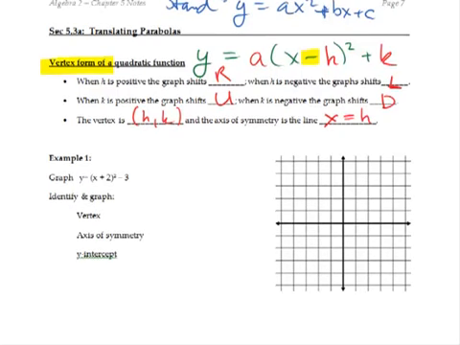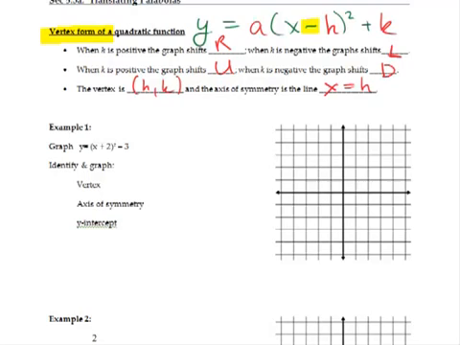So what does this look like? Well, it looks like this. Here's an example. First of all, we want to identify the vertex, so we look at the point inside the parentheses, but we have to pull out the opposite of that. See how it says opposite of h up here? So opposite of 2 is negative 2, but then the k on the outside is positive k. That doesn't change. It stays whatever it is. It happens to be negative 3, so we leave it a negative 3. The axis of symmetry runs through the vertex, so the axis of symmetry is at negative 2.